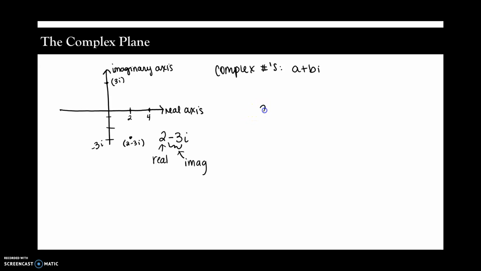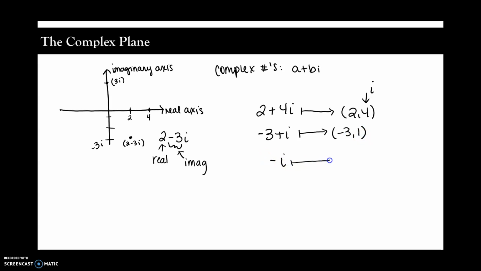So, for example, if I had 2 plus 4i, that would be equivalent to the point 2, 4 in the complex plane, but this would be the imaginary part. If I had negative 3i, it would be 0, negative 3. If I had negative i, it would be 0, negative 1. If I had 4, of course, it would be 4, 0. And if I had 1 minus 2i, I would have 1, negative 2. And that's how those are represented in the complex plane.